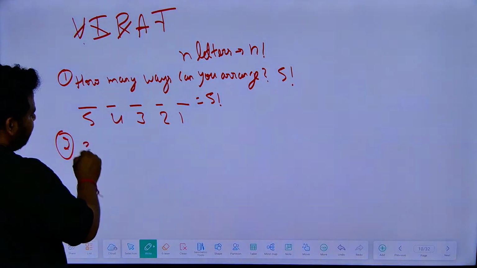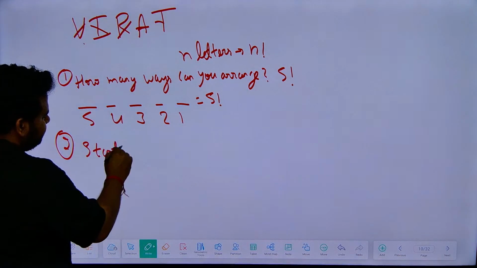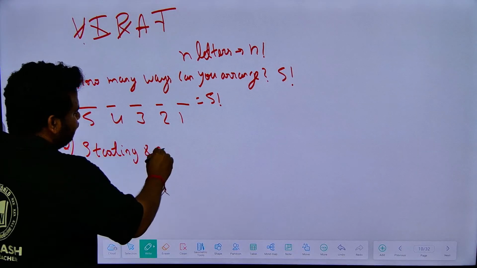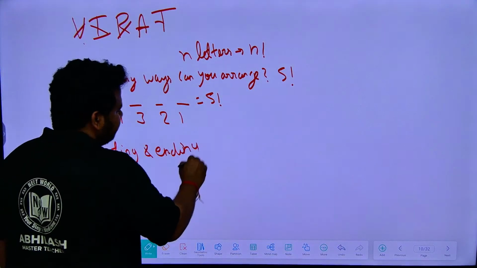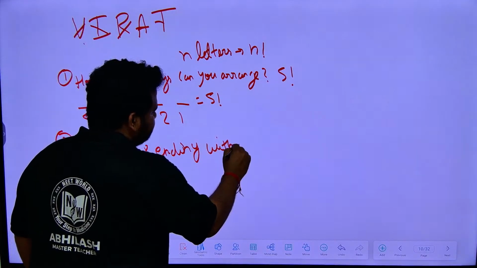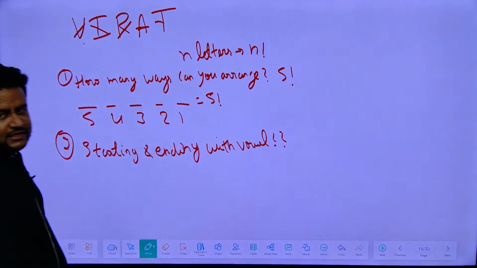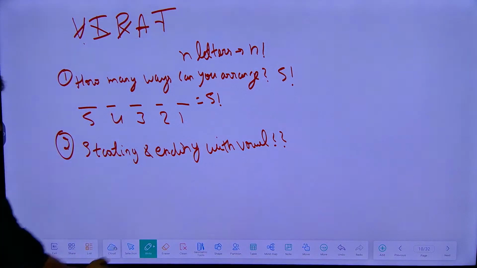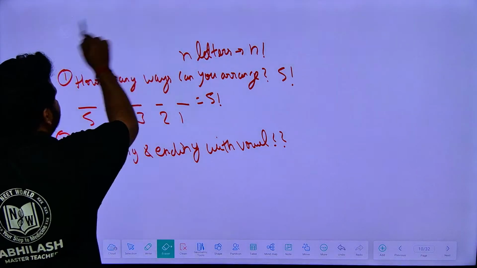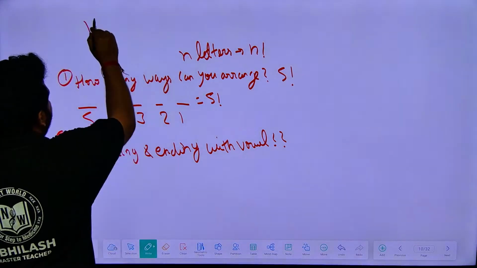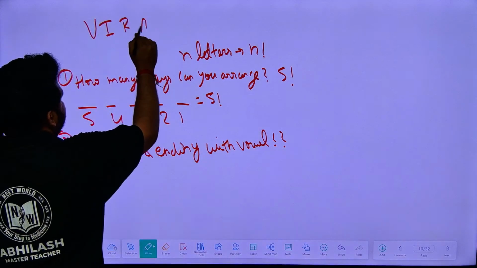Now my second question is: how many ways can you arrange the letters of the word such that it starts and ends with a vowel? This is my question. So here the vowels are what? I and A. Let me write again. Vowels are I and A. Virat: I and A.